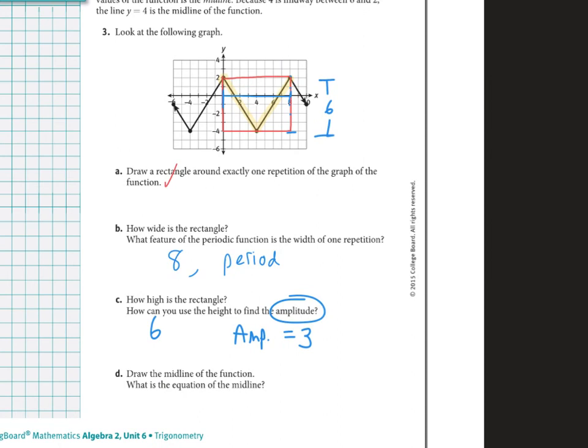But if we think about what would be the midline here, if our minimum is -4 and the maximum is 2, what's right in between -4 and 2? We find the average, add them up and divide by 2, just like finding a midpoint in geometry. -4 plus 2 is -2, divided by 2 is -1. So y equals -1, which would go right through here. That's the midline.